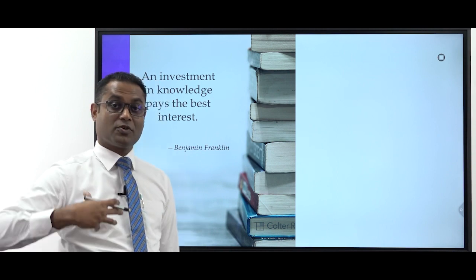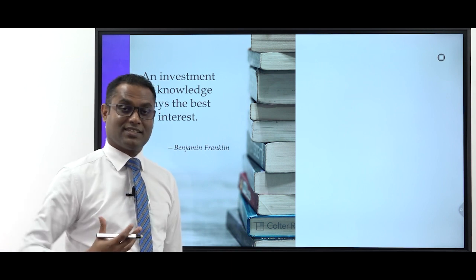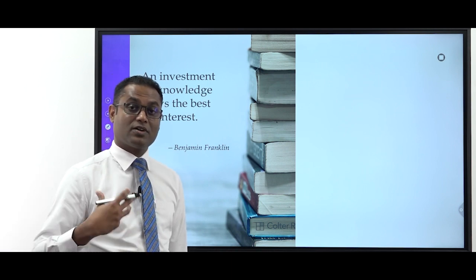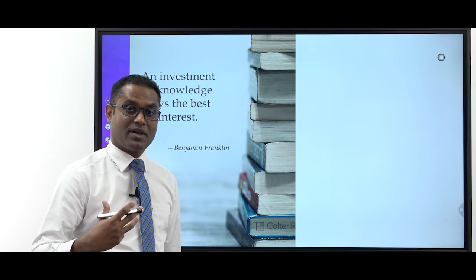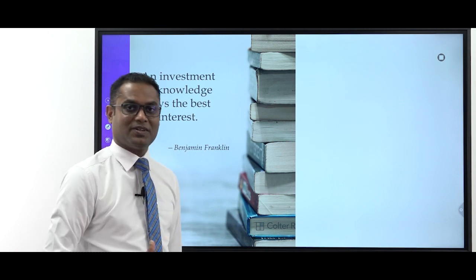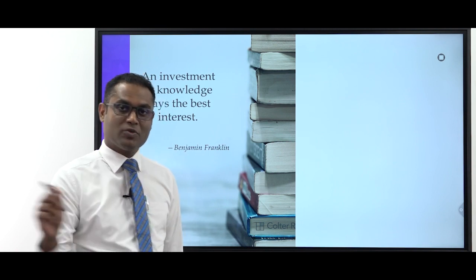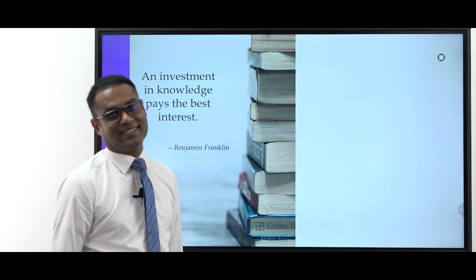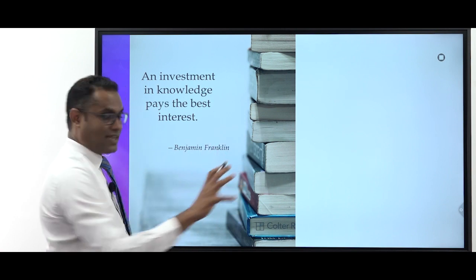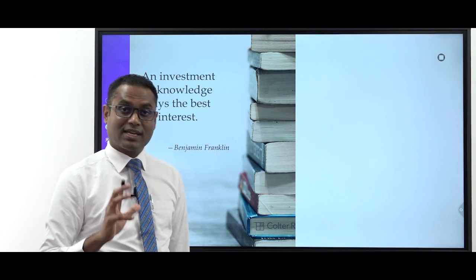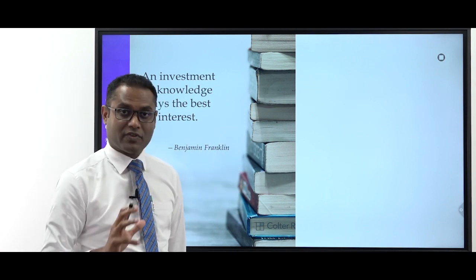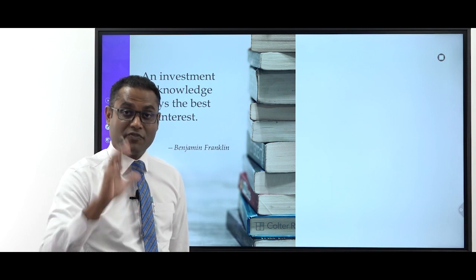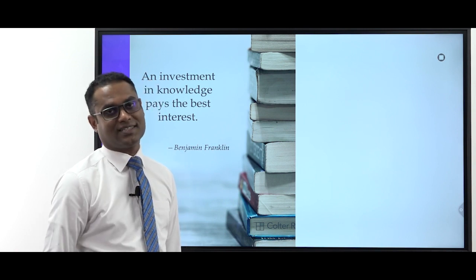In addition to that, you want to get the social status. Once you become a chartered accountant, people recognize you, people accept you, right? In your passport, you can proudly say that you are a chartered accountant, then you are a globally accepted asset. So because of that, ensure that at the most critical, crucial time in your life, you invest in knowledge, which would pay you the best interest, right?